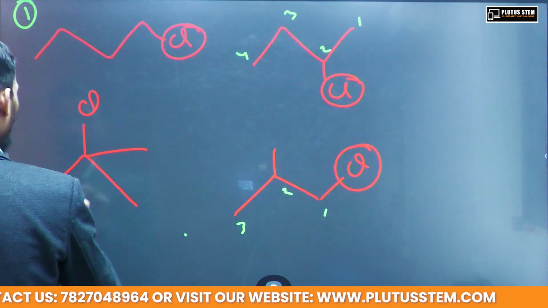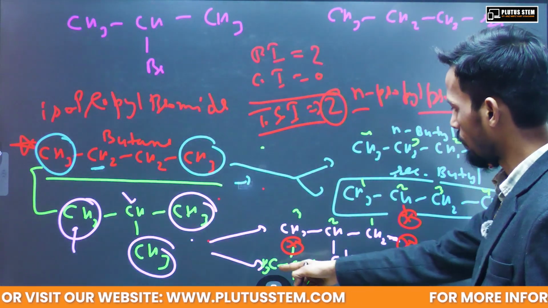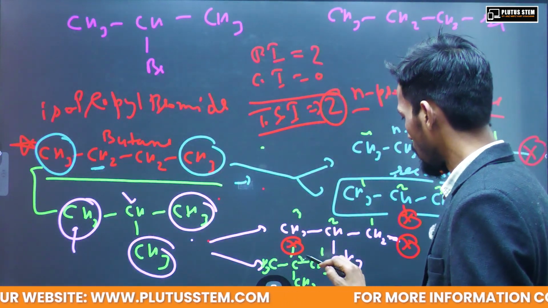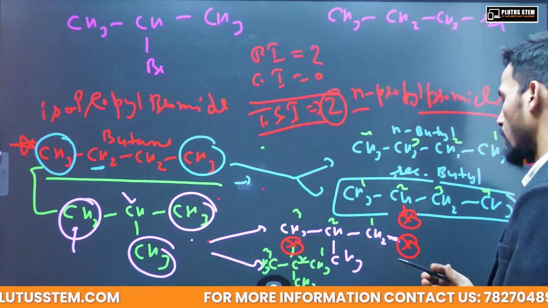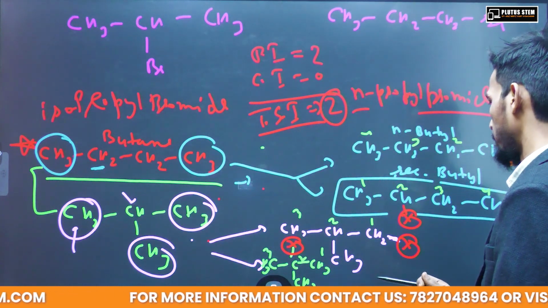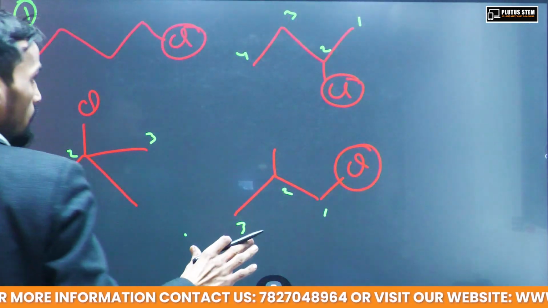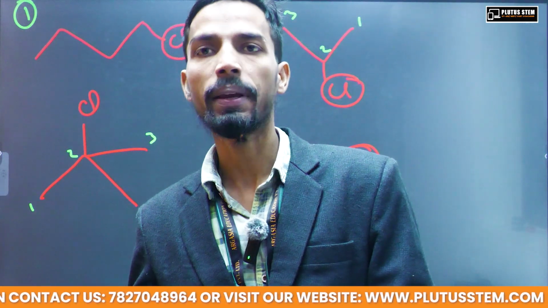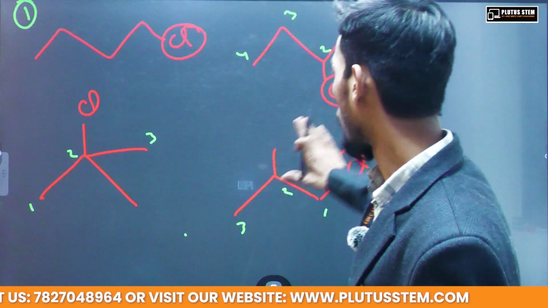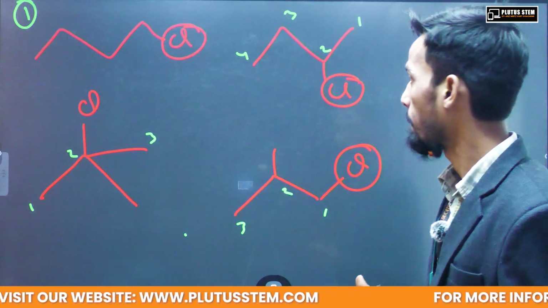Regarding this one, 1, 2, 3. This is like this one, 1, 2, 3. Clear or not? The longest chain. So these are the four different structural isomers of 4 carbon which are being attached with this halogen. So these 4 possibilities I have shown you over here. Is it clear or not?